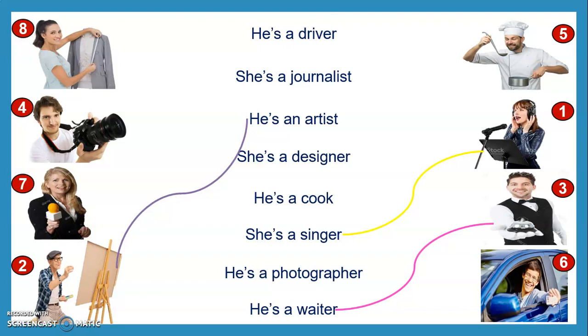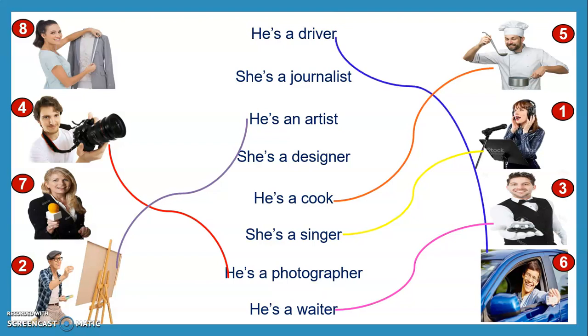And what about four? That's right. He's a photographer. And who's number five? Who's a cook? That's right. And what about six? That's right. He's a driver. That's correct. And seven? Who's seven? That's right. She's a journalist. That's great. And finally, eight. She's a designer. That's right. Okay, good answers. Good job. Very good. Let's continue now.